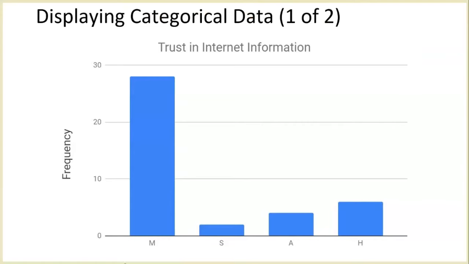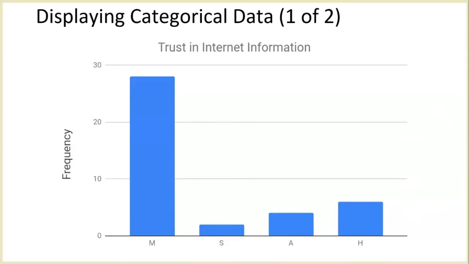This bar chart here, or Pareto chart, is probably more conducive to someone looking at it and drawing information out. We can clearly see that M has the highest frequency of occurrences of people trusting the internet. Now, one thing we would want to have is probably what M, S, A, and H stand for, off to the side, but I've left that part out.